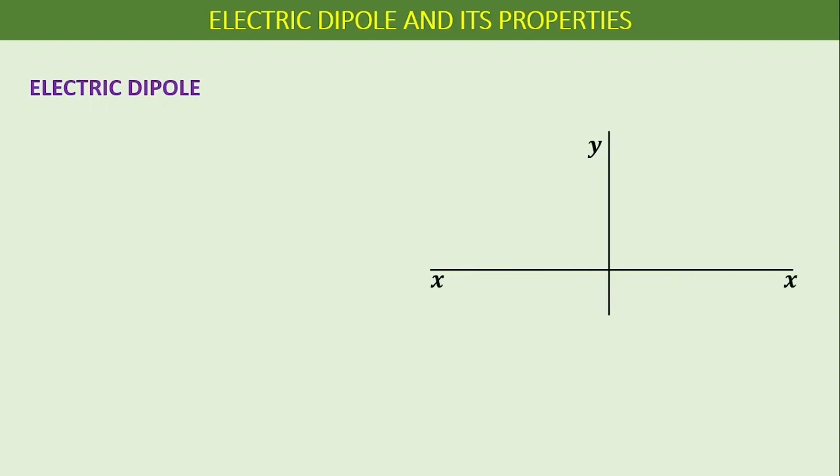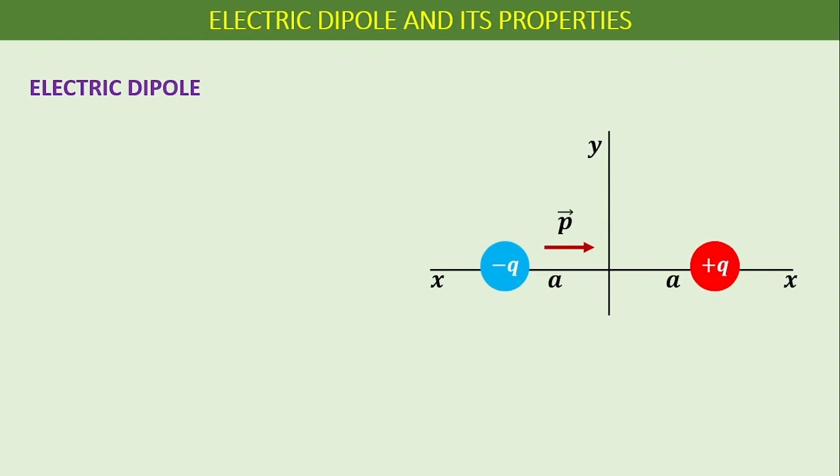Electric dipole. Here in this XY coordinate system, we have placed minus q and plus q at a distance a from origin. Now the dipole moment is from minus q to plus q. It is represented by a letter p vector. Good. This system, what we call a dipole.